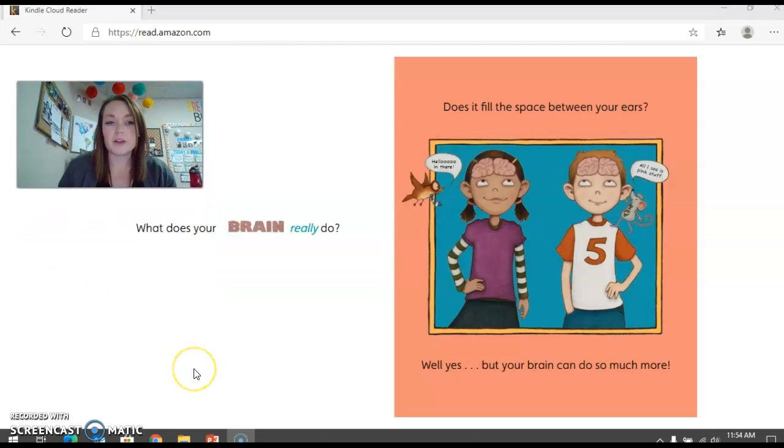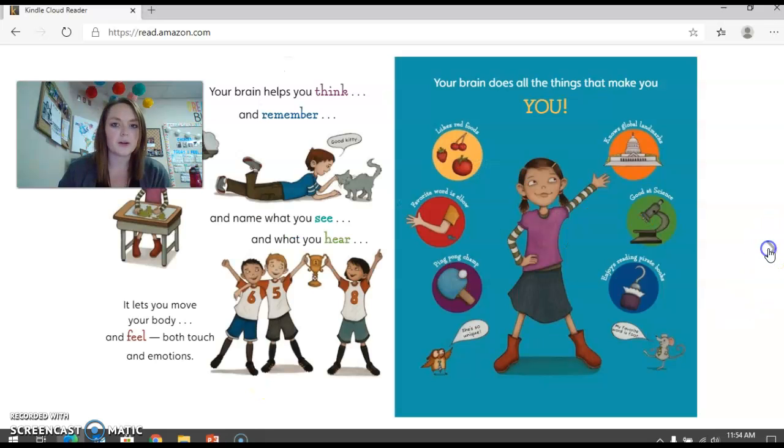What does your brain really do? Does it fill the space between your ears? Well, yes, but your brain can do so much more. Your brain helps you think and remember and name what you see and what you hear. It lets your body move and feel both touch and emotions. Your brain does all the things that make you, you.